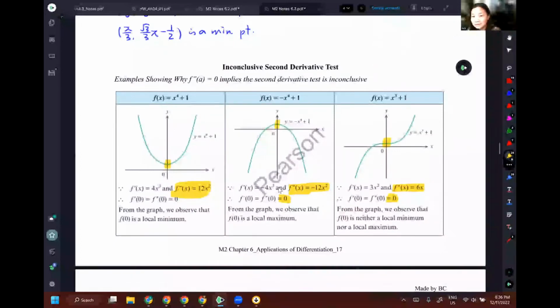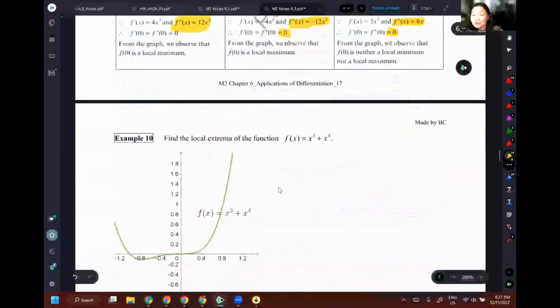I think that is enough to say that if you find the second derivative at a stationary point is equal to 0, it means nothing. It means you need to redo. And does that happen very often? Not very often. So you should still try to use the second derivative test, but only redo if it fails. I'll show you an example.